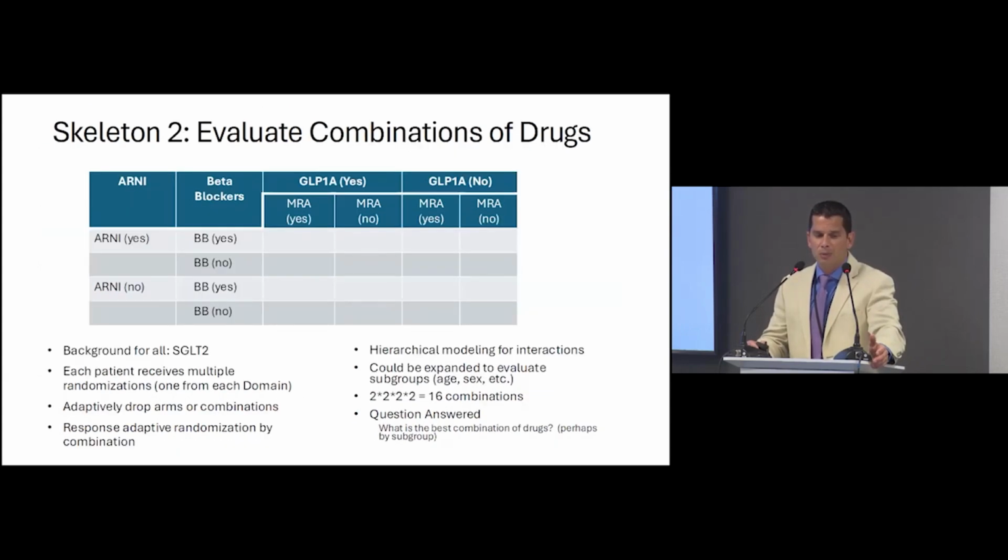Option 2 would be, well, you can think of this as being different domains where we have multiple randomizations. In the last slide, every patient only got 1 randomization to one of those 7. This one is taking that second paradigm where you give multiple randomizations. So a patient comes in, they get randomized to ARNI, yes or no. They get randomized to beta blockers, yes or no, and GLP. So there are multiple interventions going on. There may be some contraindications where you can't have certain combinations, of course. But the idea here is you can get multiple randomizations of the same patient, and we want to know what's the best combination of drugs. So there's a lot of fine print down here, but basically the question is, what is the best combination of drugs, perhaps by subgroup?